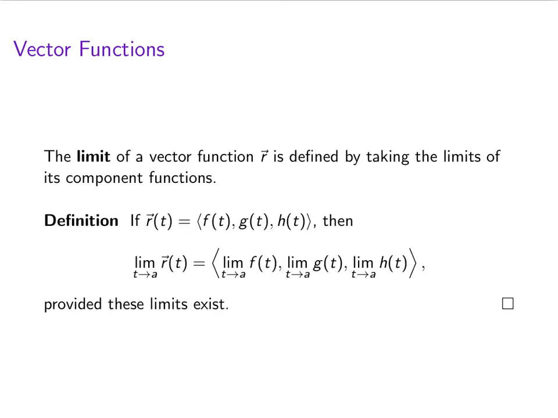So we'll make a definition to say that if r of t has component functions f, g, and h, then the limit as t approaches a of r of t will be the vector whose components are the limits of the respective component functions. And this is provided these limits exist.